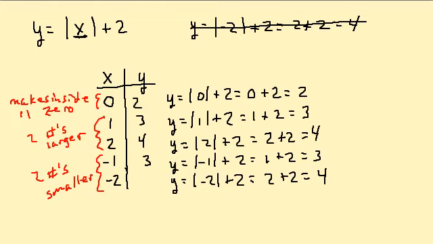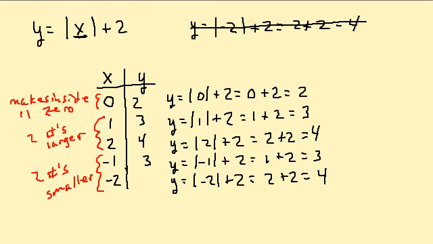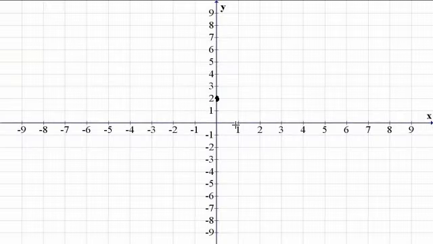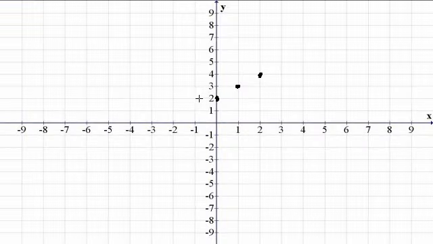So let's plot our points. We're going to plot the point 0, 2, and then I'm going to plot the points 1, 3 and 2, 4, and then I'm going to plot the points -1, 3 and -2, 4. And there's my graph.